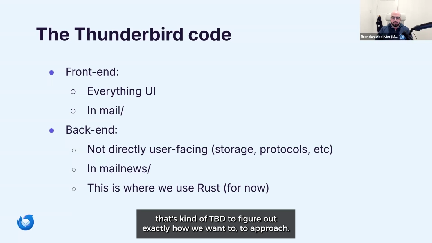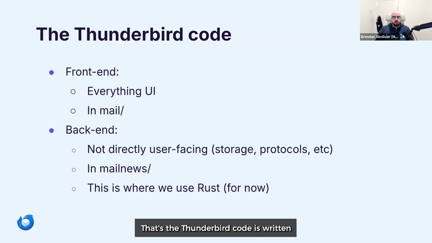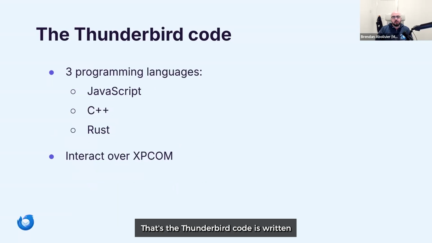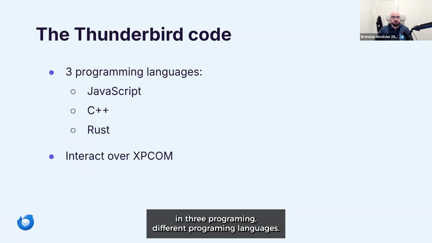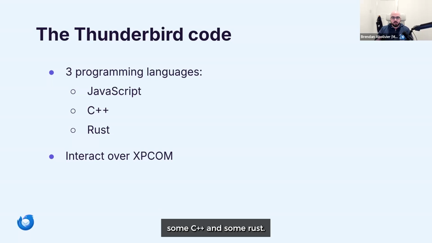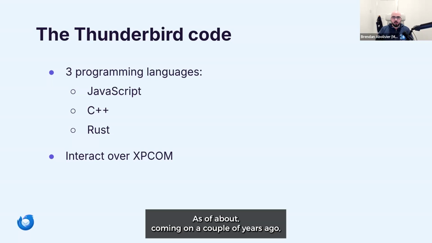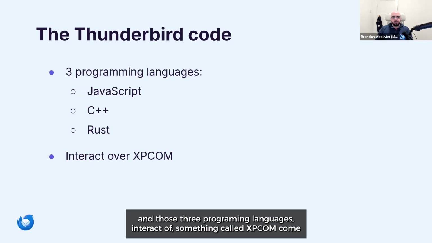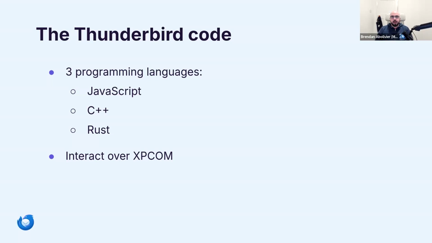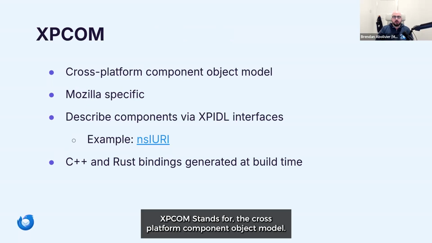That's kind of TBD to figure out exactly how we want to approach that. The Thunderbird code is written in three different programming languages. That code is split between some JavaScript, some C++, and some Rust as of about a couple of years ago. And those three programming languages interact over something called XPCOM. XPCOM stands for the cross-platform component object model.